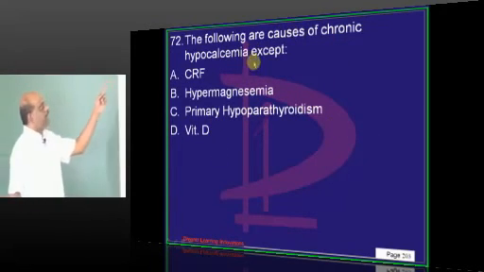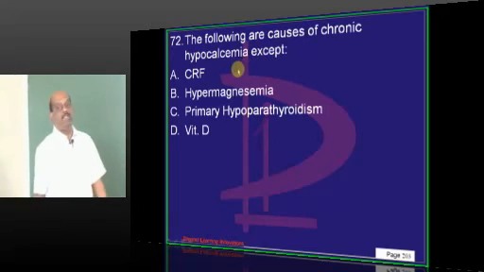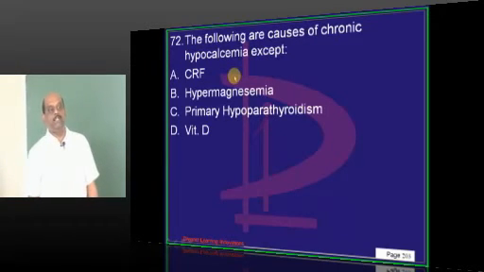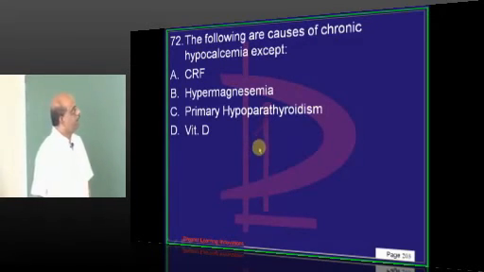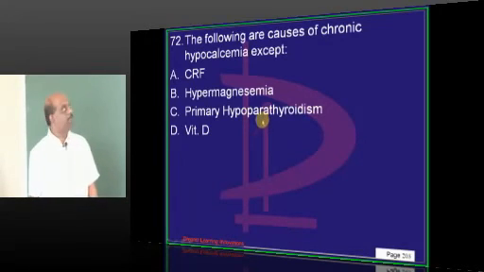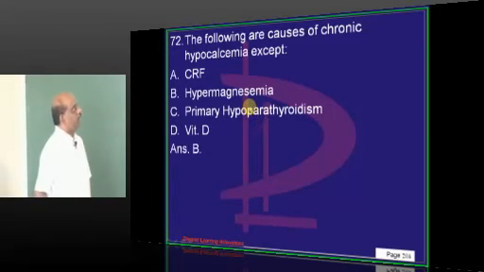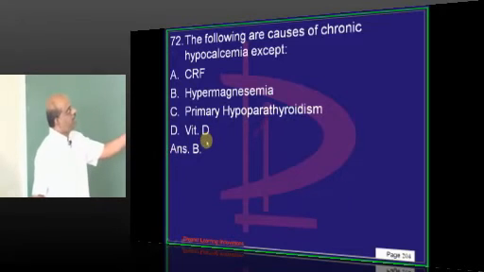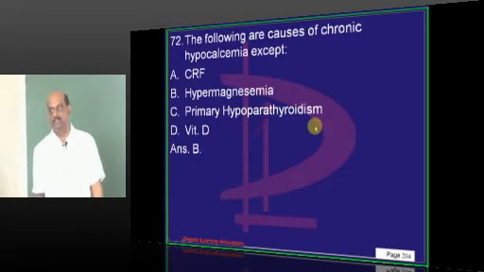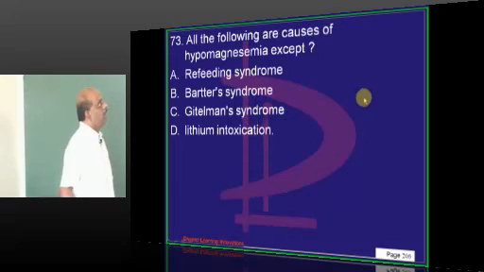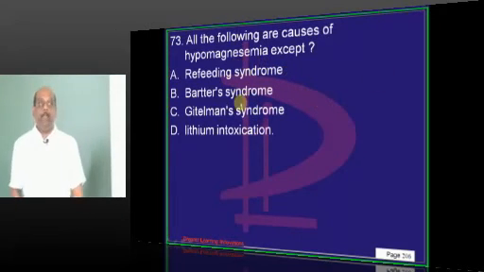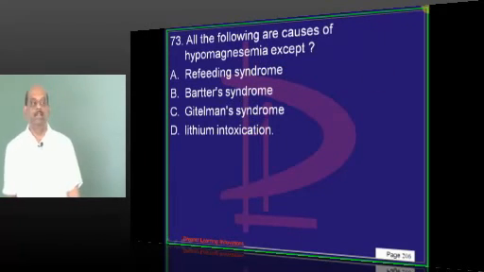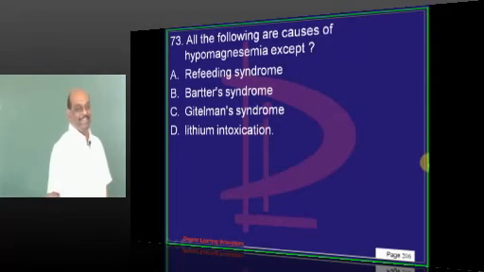What is the exception about chronic hypomagnesemia? Shoot an answer, doctor. Hypermagnesemia is what you thought. D, sir. Sir, CRF, hyperparathyroidism. Actually, this should be vitamin D deficiency. All this leads to hypomagnesemia except. This is a difficult question to answer.